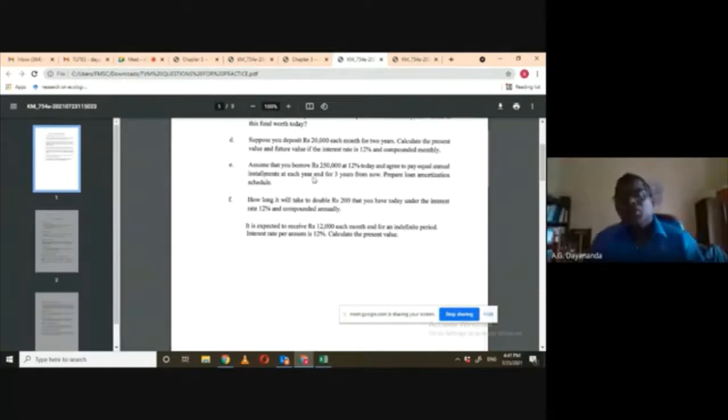Now you have to do a loan amortization schedule. You are borrowing 250,000 at 12% today and agree to pay equal annual installments, each year end. So thereby we are talking about annuity general. Normally when you take a loan, the money is borrowed at the end of the period. Okay, 3 years from now.